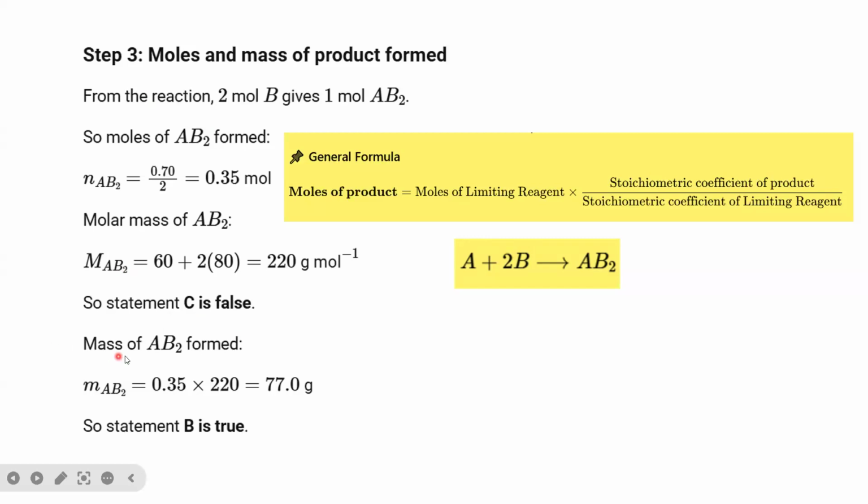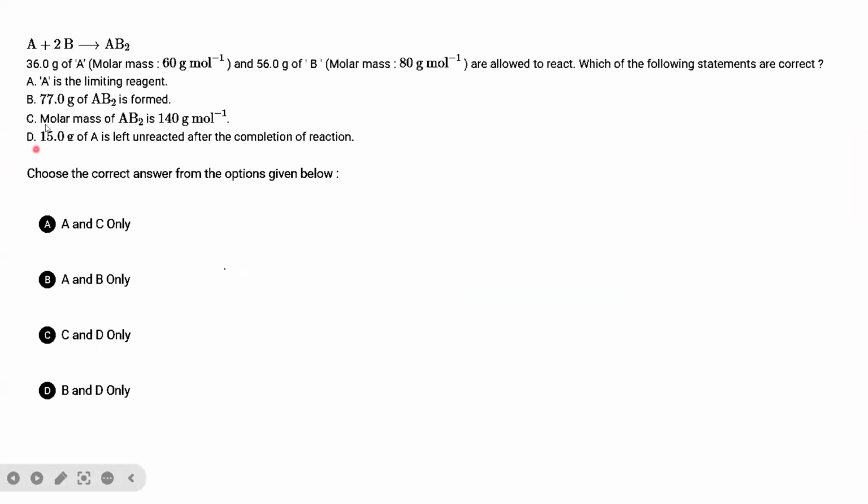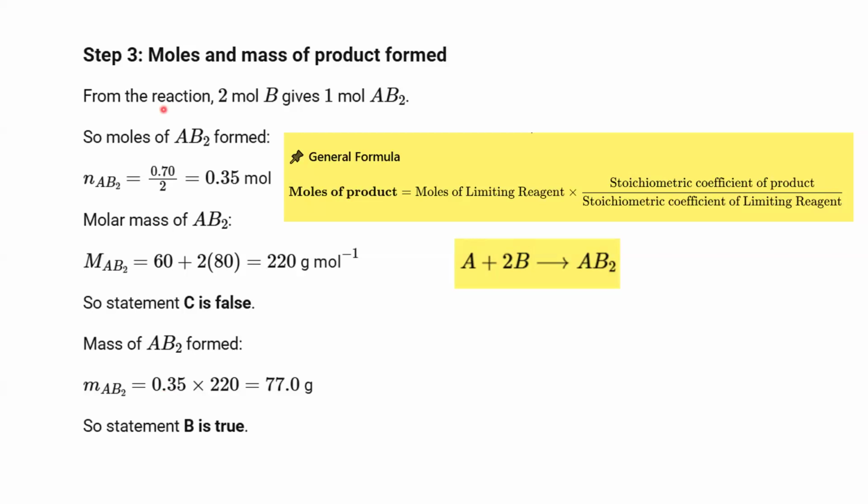Next, we are going to find the mass of AB2 formed. The mass is equal to number of moles into molar mass. So 0.35 moles into 220 is equal to 77 gram. So the mass of the product is 77 grams. So statement B is true. See, statement B is 77 gram of AB2 is formed. Yes, it is true.